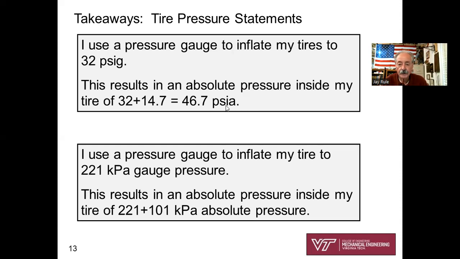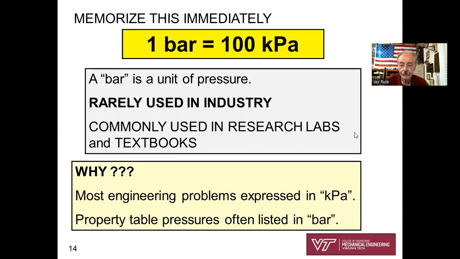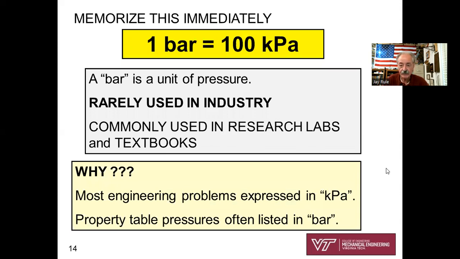And then I did a little conversion. The conversion of 32 pounds per square inch gauge is 221 kPa. So if I wanted to go to Canada, I would inflate my tire to 221 kPa. That's their setting in Canada, gauge pressure. And so this is going to result in an absolute pressure inside the tire of 221 plus 101 kPa absolute pressure. Okay. Yep. That was my last slide, which I'll leave up here a little bit.